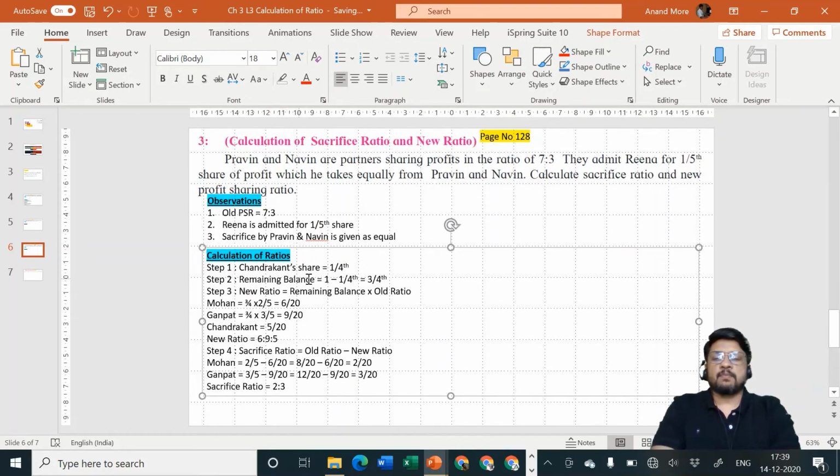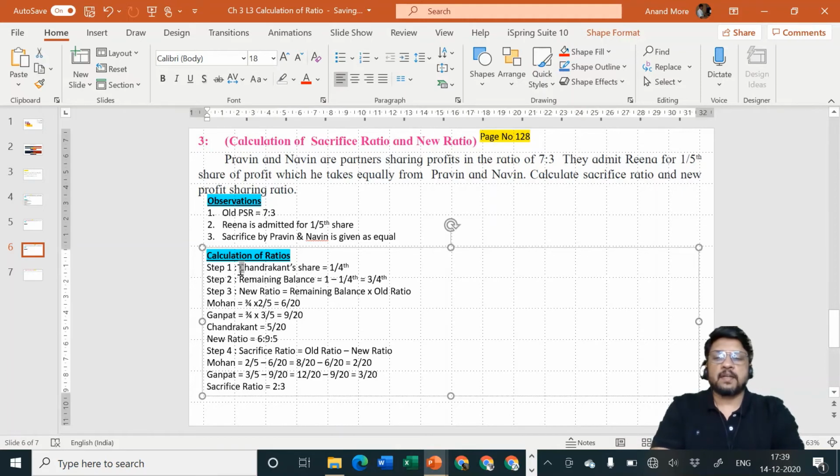First I'll specify step number 1. Reena's share. Reena's share is 1/5. Next, step number 2, sacrifice by old partners is equal to Reena's share into agreed contribution.